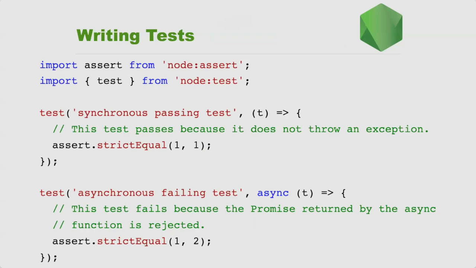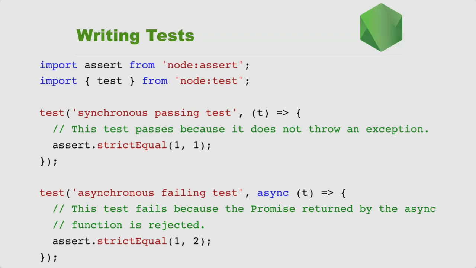So if you wanted to actually write tests, this is what it would look like. Again, I've imported node:assert here to do some assertions. You don't have to use node:assert. Anything that throws is considered a failing test. Anything that doesn't throw is a passing test. You can also return promises, so you can use an async function, or you can return a promise directly. If that promise is rejected, that will count as a failure as well.